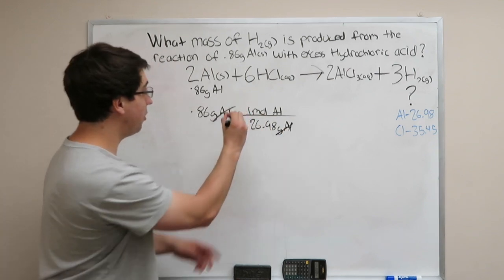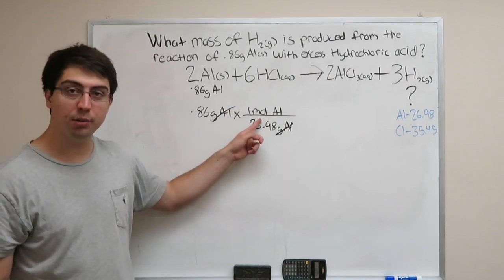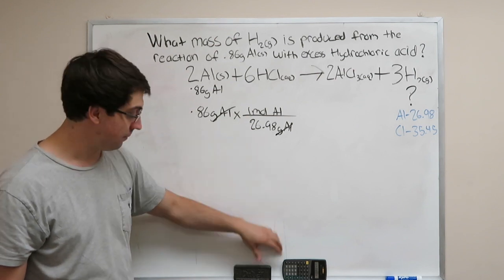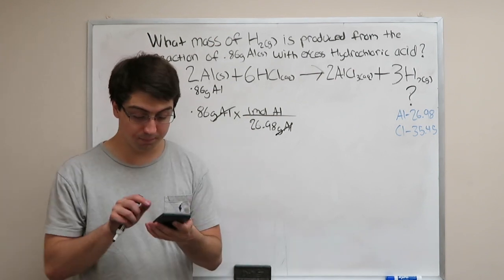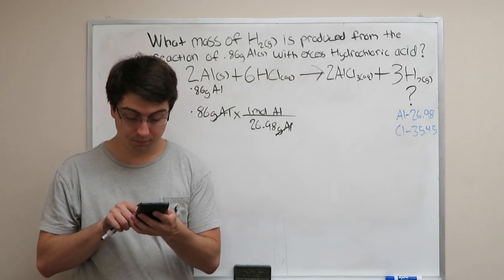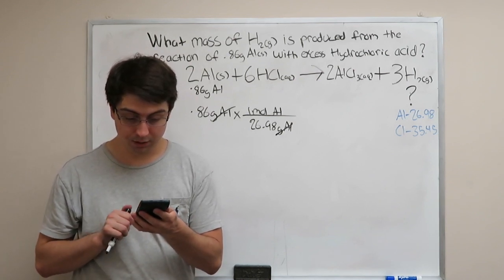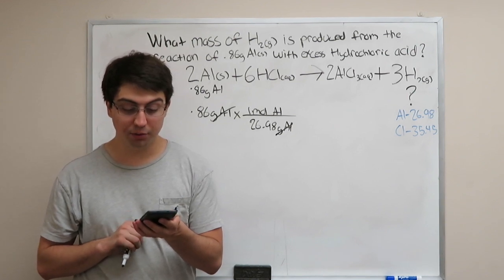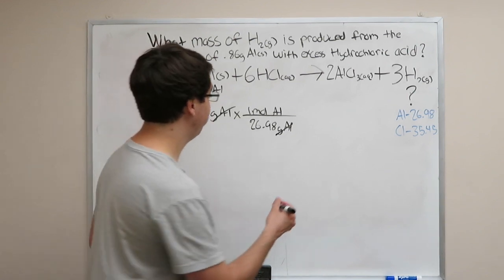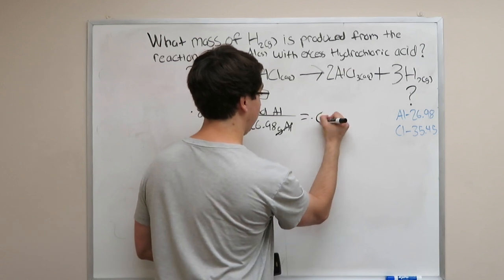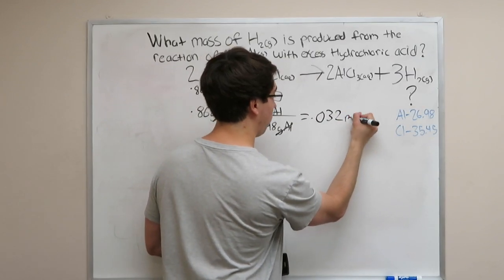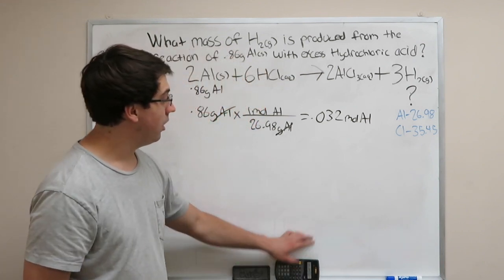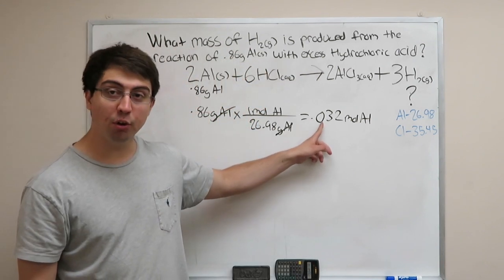The grams of aluminum will cancel out, leaving us with moles of aluminum, and we just need to take the 0.86 and divide it by 26.98. I'm going to round to 3 decimal places, so I got 0.032. We now have 0.032 moles of aluminum.